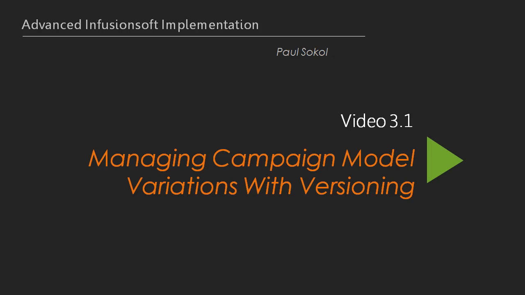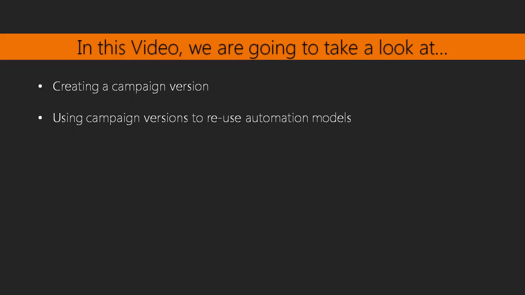It's also helpful when innovating and improving an existing model. It allows us to safely make changes to the model that can be rolled back if necessary. So in this video, we're going to look at creating a campaign version, and then we're going to look at using those versions to reuse models that we've used in the past.